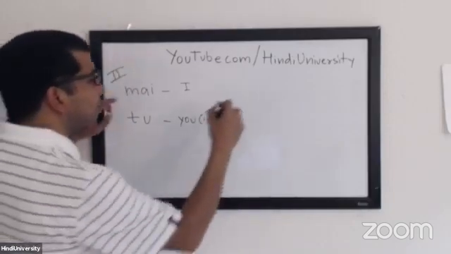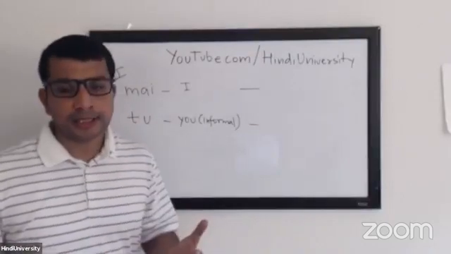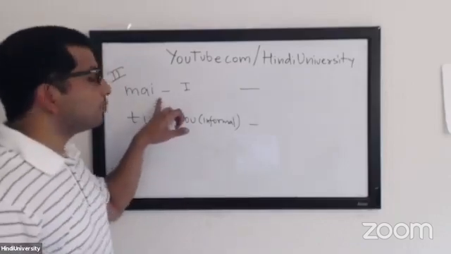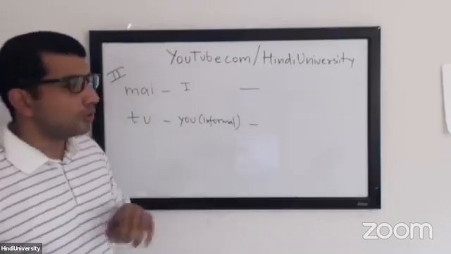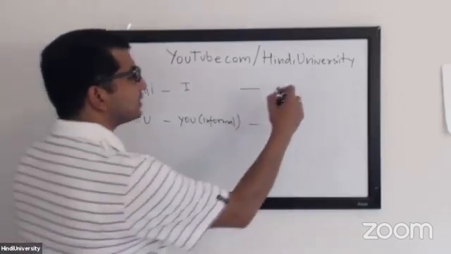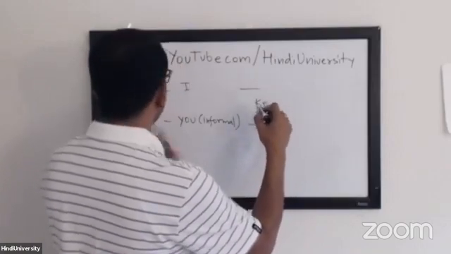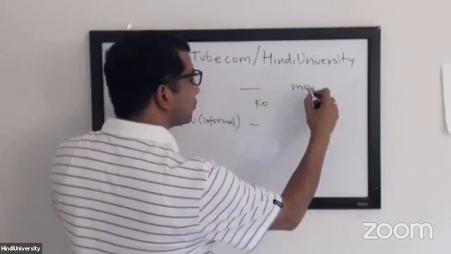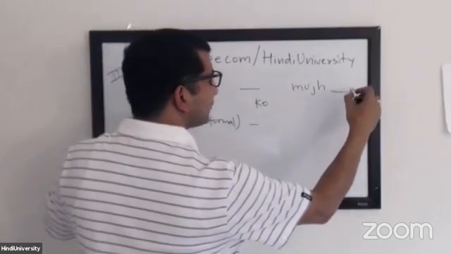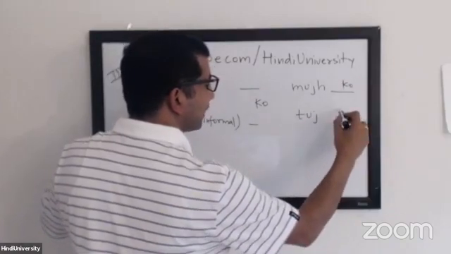Okay, now the oblique case, whenever you use मैं and tu with a post position, they turn into an oblique case. Such as मुझको or तुझको or मुझे or तुझे. Or similarly, you say mujhse. So the oblique case is like, let's say I have a post position ko here. Okay, so मैं plus ko becomes mujhko. And similarly, tu plus ko becomes tujhko.